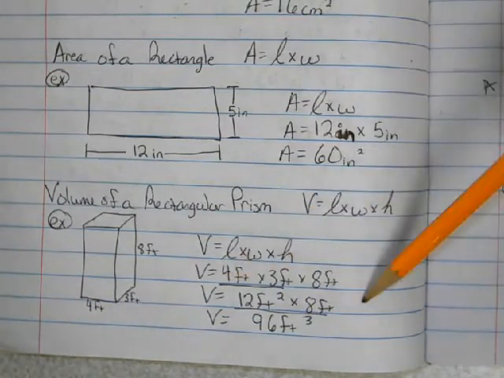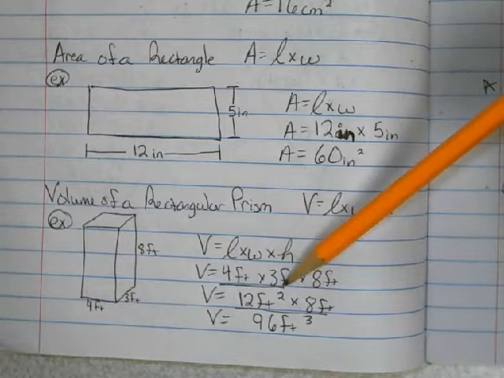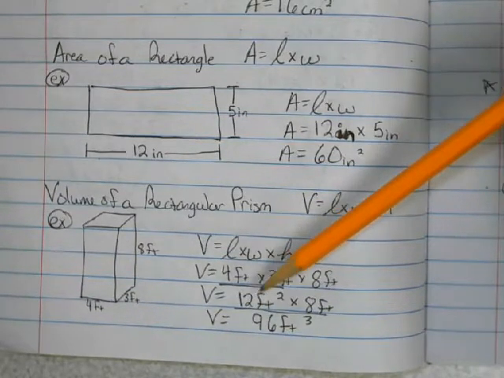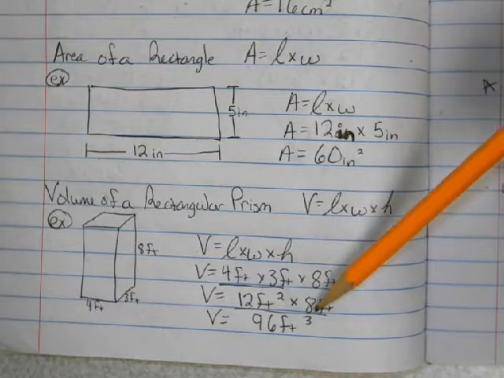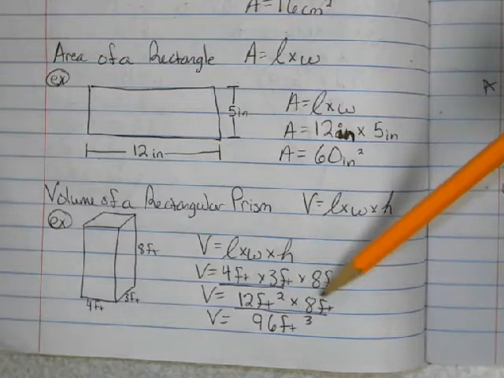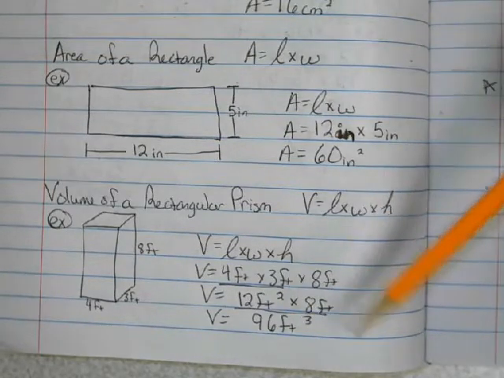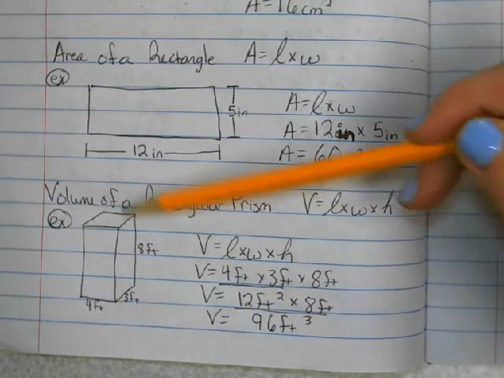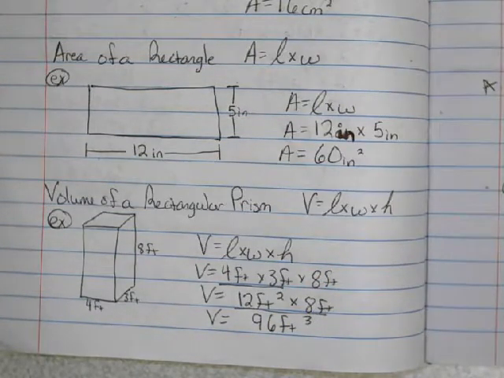We go left to right. So 4 times 3 is 12. Feet times feet is feet squared. So we get 12 feet squared times 8 feet. And 12 times 8 is 96. Feet squared times feet again would be feet cubed. And so our answer is 96 cubic feet is the volume of this rectangular prism.